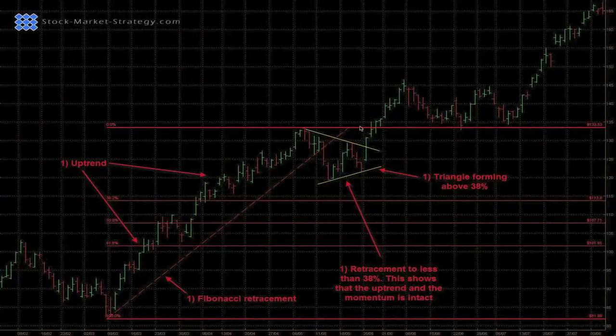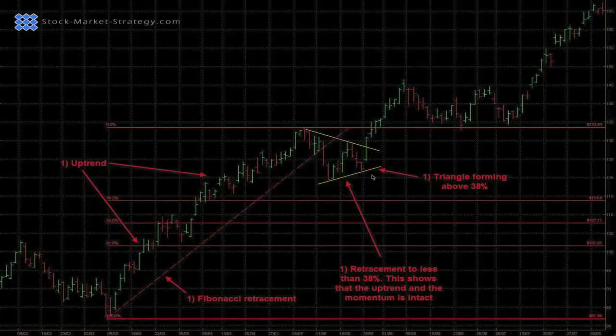Here's one way to use the Fibonacci retracement for trading. This is a less known way to use it, but nevertheless it's quite useful. Here we're seeing an uptrend in the stock. We've got a Fibonacci retracement placed from the low of the move to the high of the move.